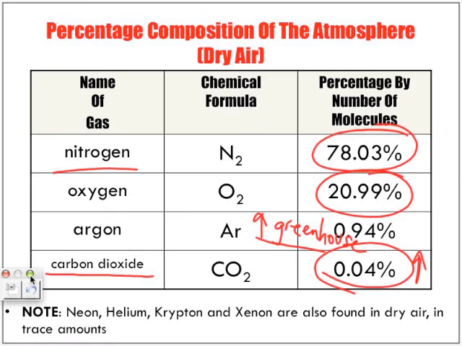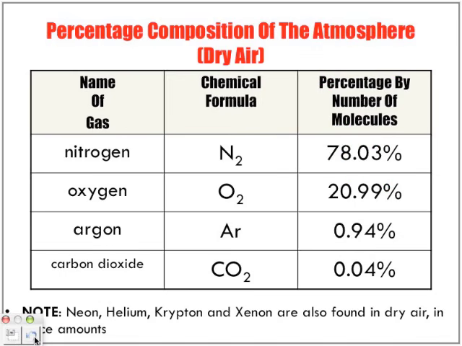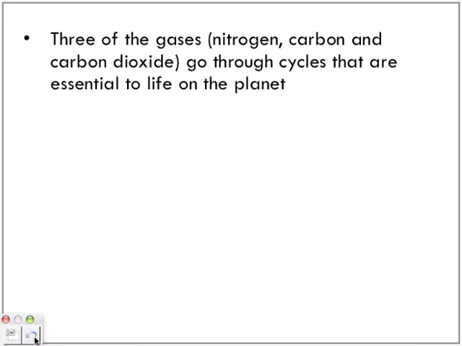Okay, a few notes to keep in mind: neon, helium, krypton, and xenon are also found in dry air, but in really, really tiny amounts that really don't make a difference to put in a table like this, but they do exist. But you do not need to memorize it. If anything, remember the fact that nitrogen, about 78 to 80%, and oxygen, 20, 21% of the air is made up of those two gases.